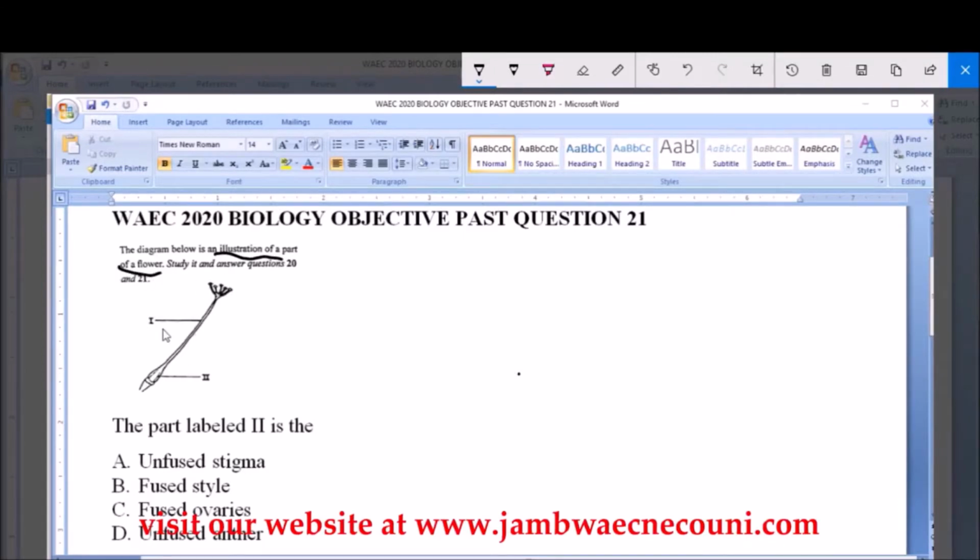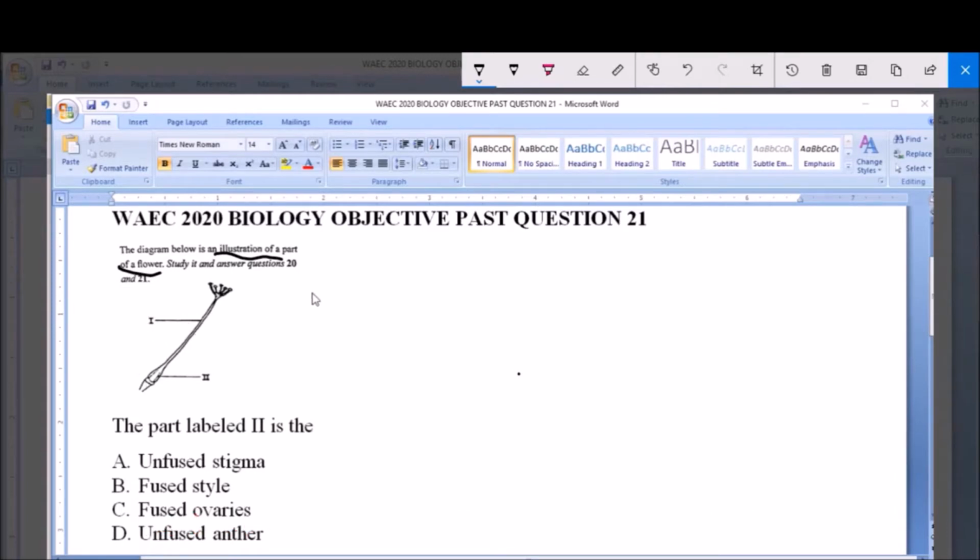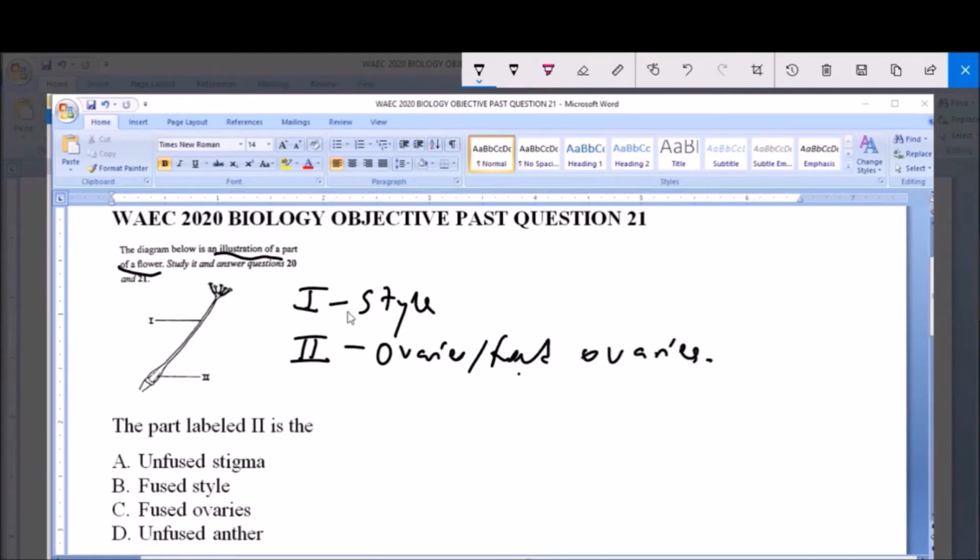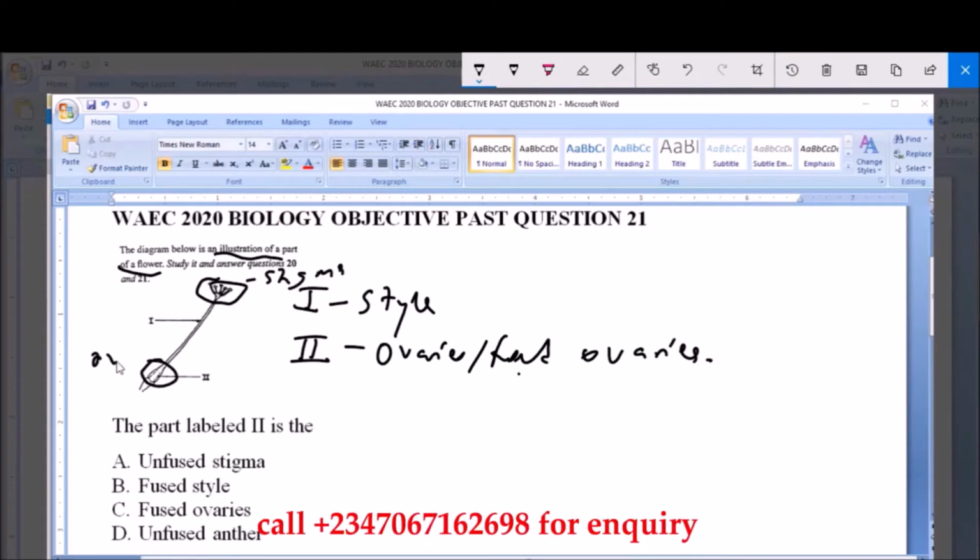So we have a part of a flower here, and we have two parts, one labeled 1 and the other labeled 2. The part labeled 1 is the style, and the part labeled 2 is the ovaries, or the fused ovaries in general. Now the style, which is labeled 1, connects this part, which is known as the stigma, to this part, which is labeled 2, the ovaries.